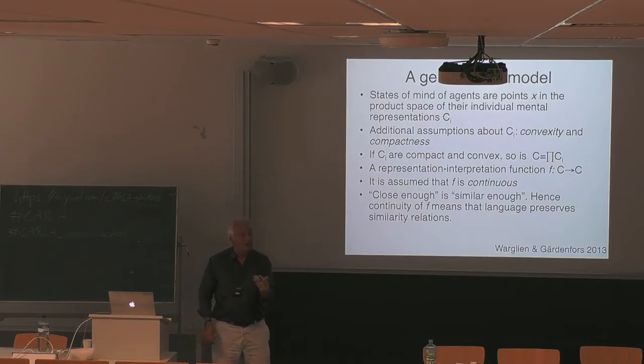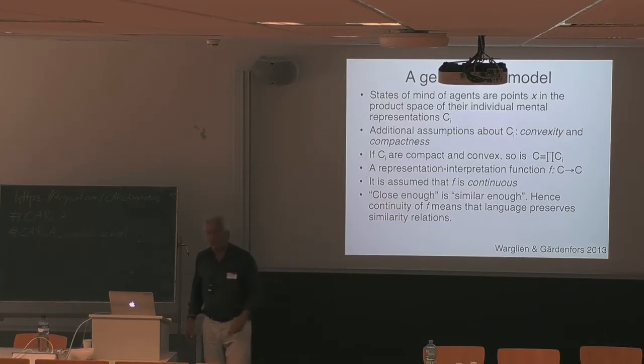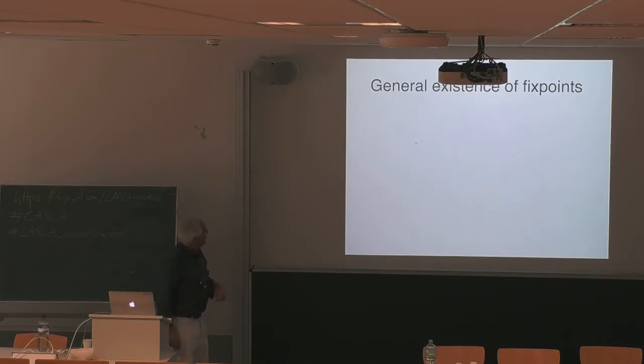So this is a very strong and natural assumption about words. Things that are similar in some kind of space are called by the same word and fall under the same concept. That's an assumption that we formulate as continuity. That's what it boils down to in mathematical terms. So this is a way of saying that language preserves similarity relations by sorting. A word brings similar things together. That's the meaning of continuity here. And then we use the fixed point as the definition.